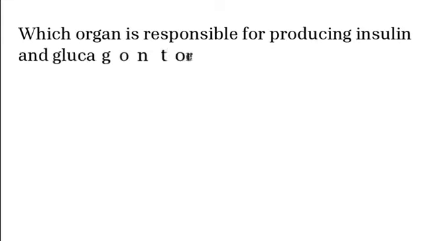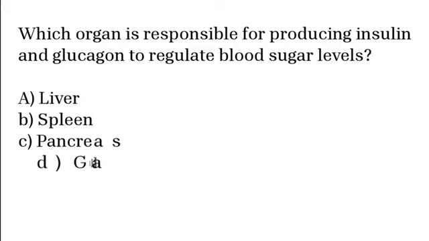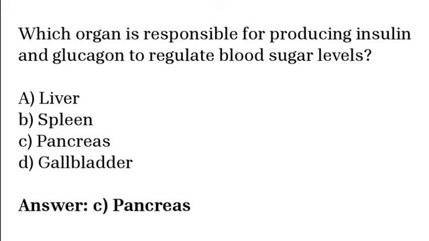Which organ is responsible for producing insulin and glucagon to regulate blood sugar levels? Liver, spleen, pancreas, gallbladder. So the correct answer is option C. Pancreas is responsible for producing insulin and glucagon to regulate blood sugar levels.